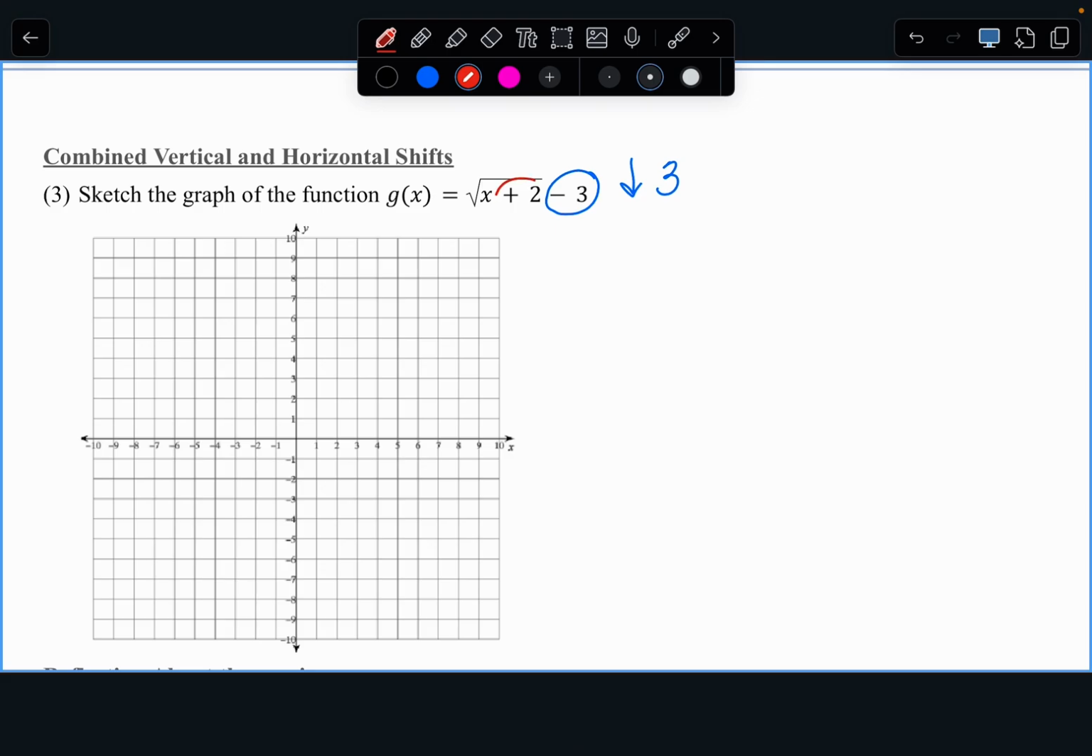Okay, what about it being on the inside, meaning under that radical? What does that plus 2 do? It's going to go left 2 because you have to plug in a negative 2 to make that square root a 0. This is actually left 2.